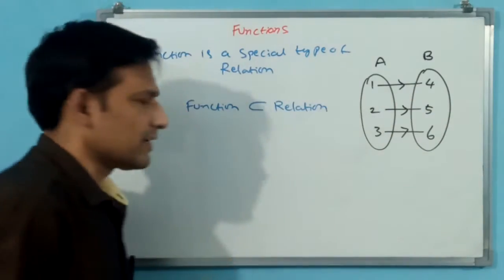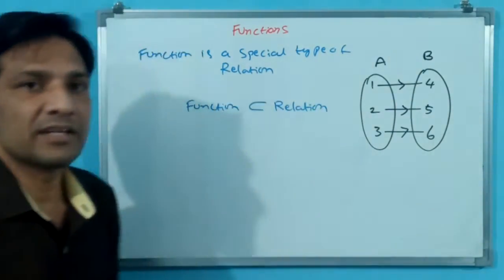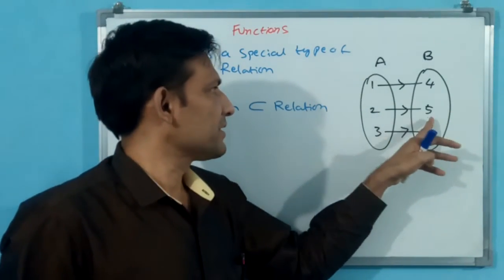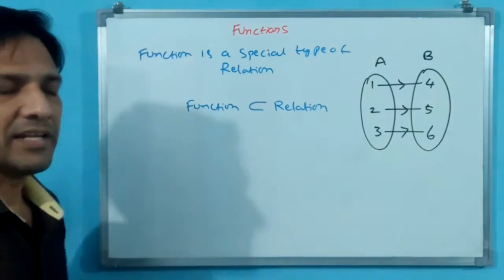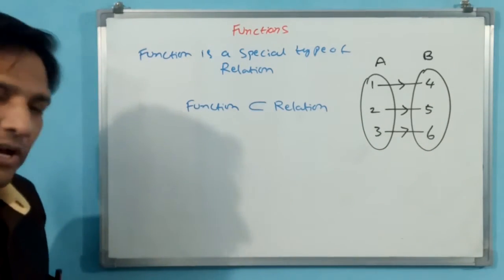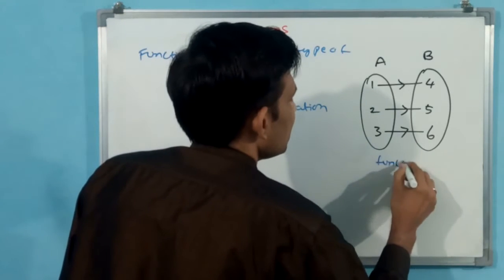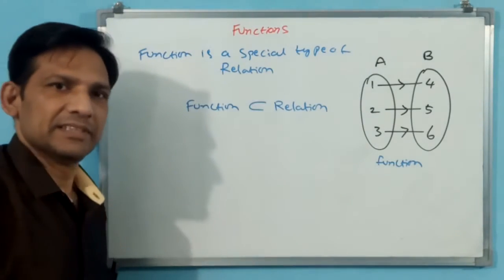We have not yet gone for functions. Let us understand relation first. Is this a relation or not? Why? Because this element is having a relation with 4, this element is having a relation with 5, this element is having a relation with 6. This is a relation. Now I say this is a function.